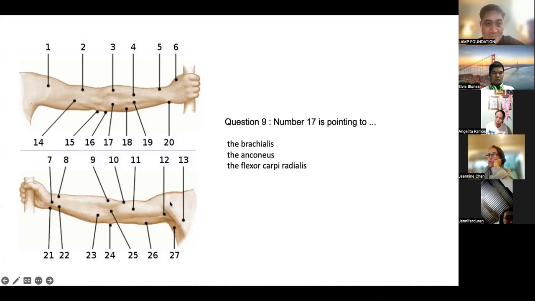Okay. Number 17. Hindi mo to ni-research? Flexor po. No. So, the correct answer is Anconeus.